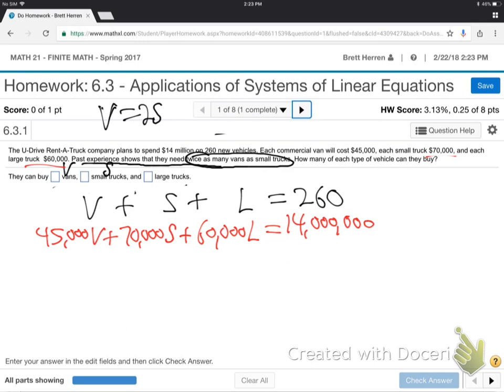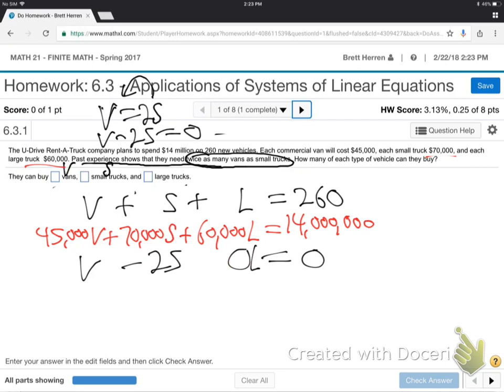Well, yeah, that's our equation. And then let's just move this over. So it's V minus 2S is 0. So V minus 2S, we don't have any L at all, is 0. We put a 0 for L if you want, 0L, whatever. Or just leave it off. Does that make sense? There's our third equation. V minus 2S plus 0L equals 0.